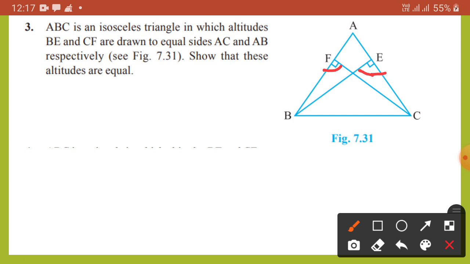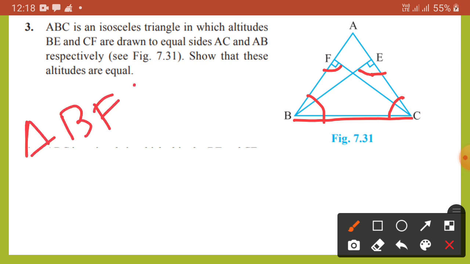So, angle ABC is equal to angle ECB, already proved, and here BC is the common arm. So you can say that triangle BFC is congruent to triangle CEB here.